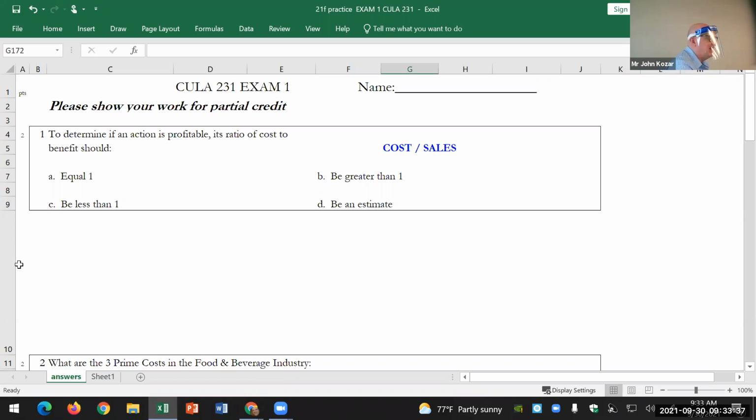So for number one, determine if an action is profitable. The ratio of cost to benefit should be, when you see the word ratio, you want to think of dividing cost divided by sales. So do you want this to be greater than 1, equal to 1, less than 1? Less than 1, why? Okay, exactly. So if your cost is more than your sales, you're not going to be making a profit. So this is the correct answer.